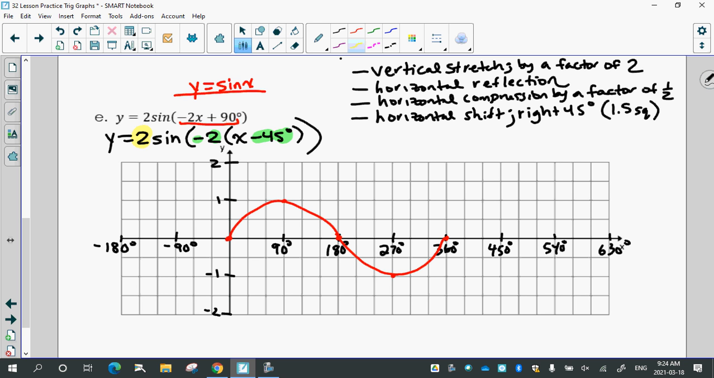So because there isn't a vertical shift, do I move my central axis anywhere? No. It's still going to be right on the x-axis. Okay, so there's 4 things I have to think about when I start moving. So I get my pencil out. Start with this point, vertical stretch by a factor of 2, I'm still in the same spot. Horizontal reflection, I'm still in the same spot because of 0, 0. Horizontal compression, I'm still in the same spot. Horizontal shift to the right 45 degrees, I can actually do that. So there's the image of my first point.